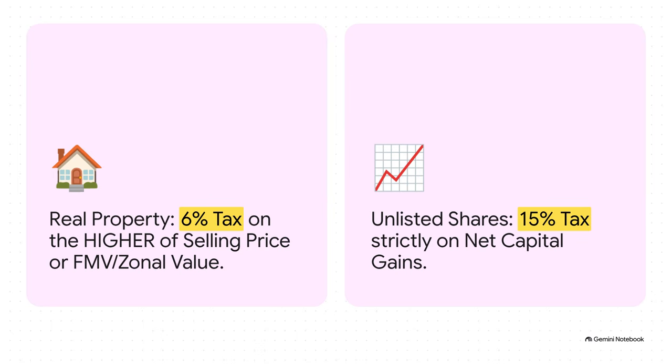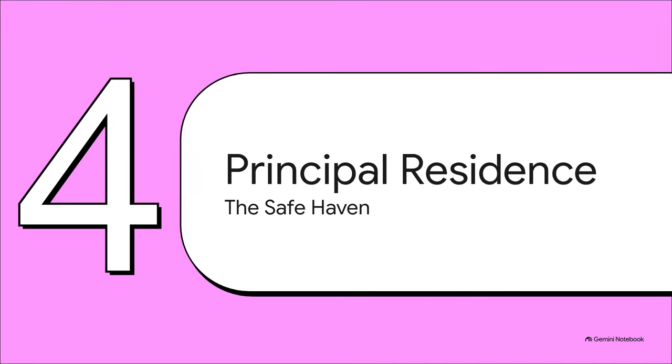Unlisted domestic shares of stock, though, fundamentally different. They're hit with a flat 15% final tax, and it's strictly on the net capital gains, meaning your selling price minus your tax basis. Section 4, principal residence exemptions, the safe haven.